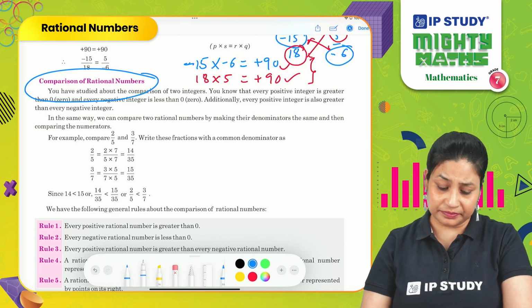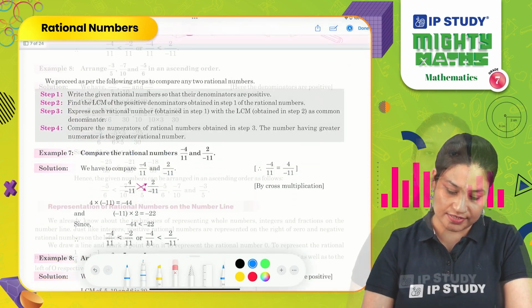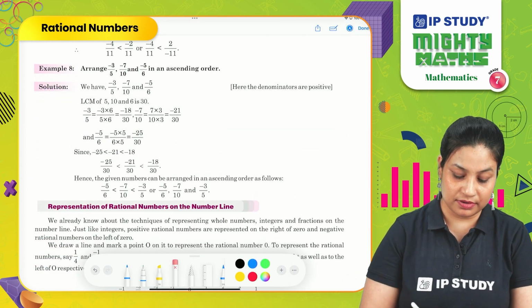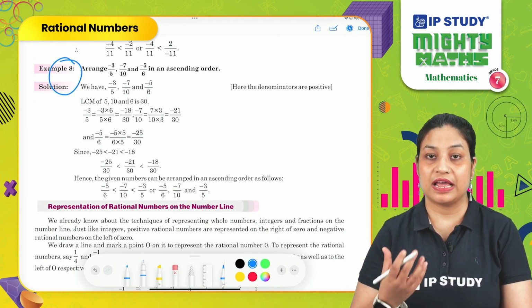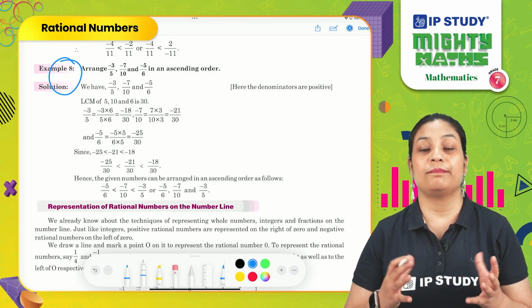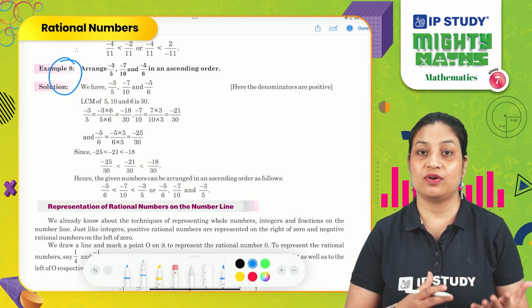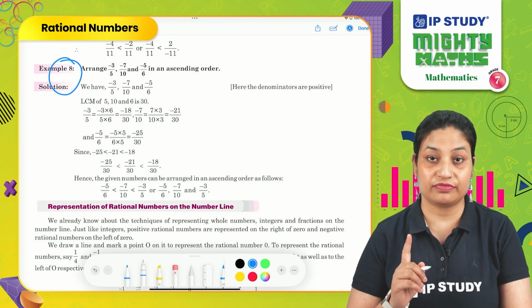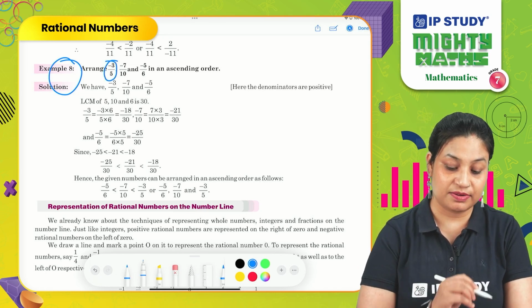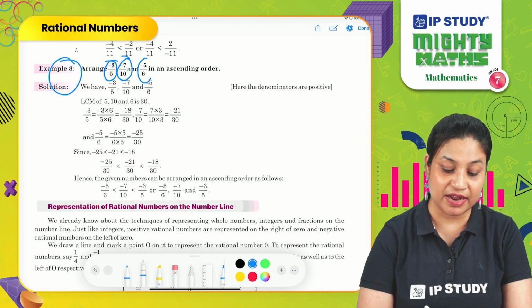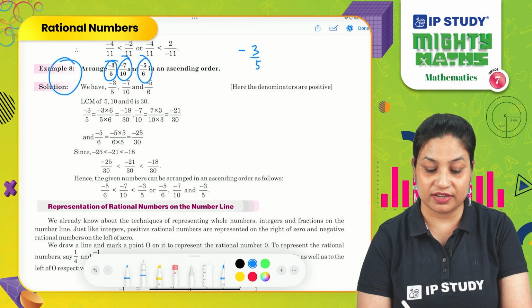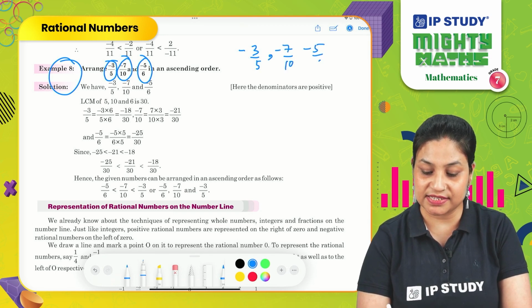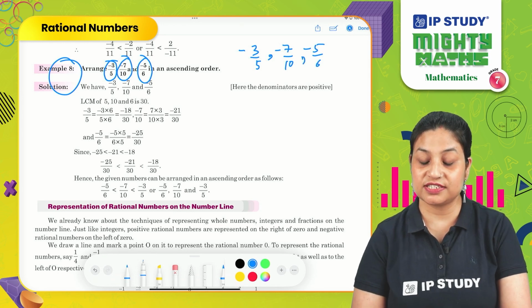So here, in order to understand this, let's take an example. Let's say example number 8 is there. So this example will help us to understand how to compare rational numbers and how to arrange them in ascending or descending order, right? So here we have three rational numbers. We have minus 3 by 5, we have minus 7 by 10, and we have minus 5 by 6, right? So if you look at these rational numbers carefully, the denominator is totally different from one another.